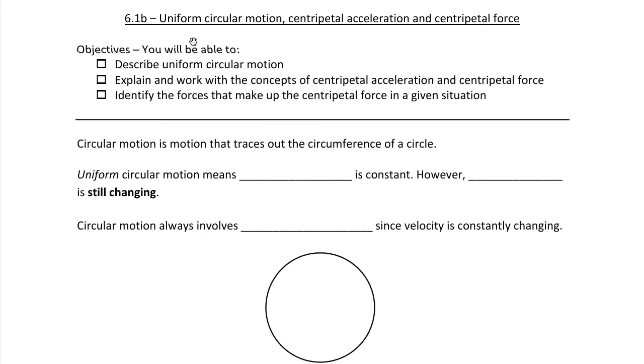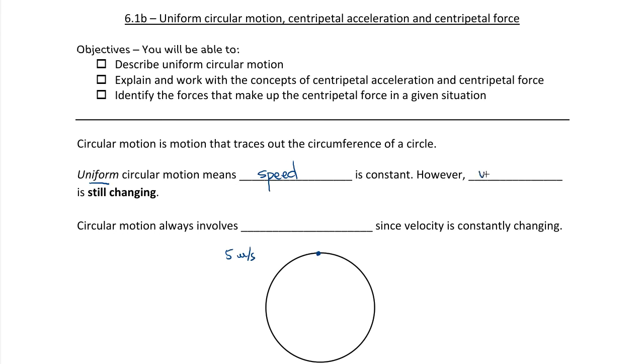This lesson's about uniform circular motion, centripetal acceleration, and centripetal force. Now, circular motion is motion that traces out the circumference of a circle. And uniform circular motion means that the object is moving at a constant speed. Speed is constant. So let's say it's going around the circle at a constant speed of 5 meters per second.